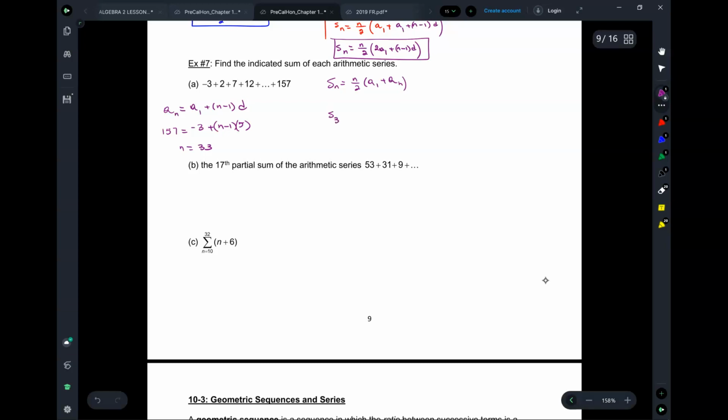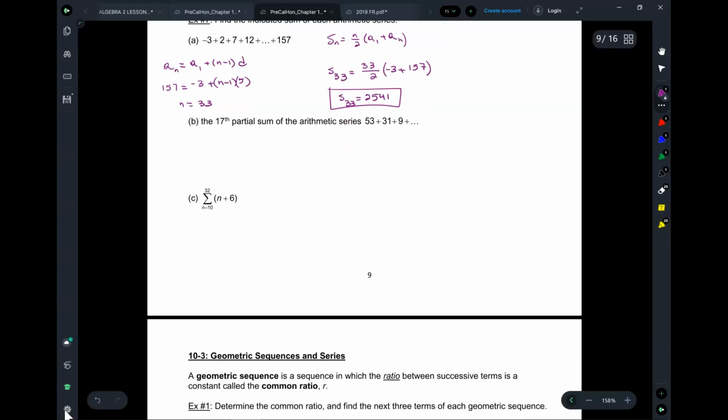So S sub 33 is 33 over 2 times -3 plus 157. That's 2,541. Okay. So for this one, if I have to find the 17th partial sum, that's S sub 17. Now for this one, look at what I have. I have a1 given, but I don't have an, right?